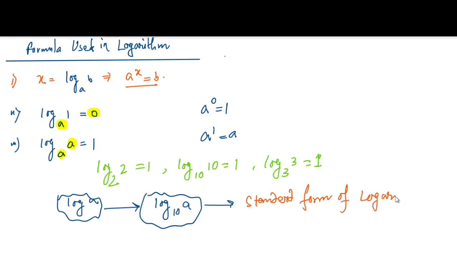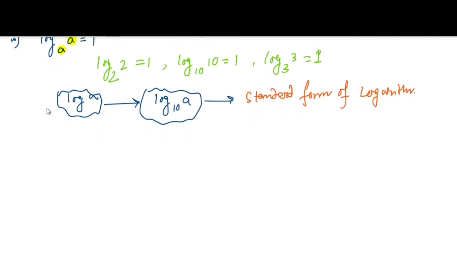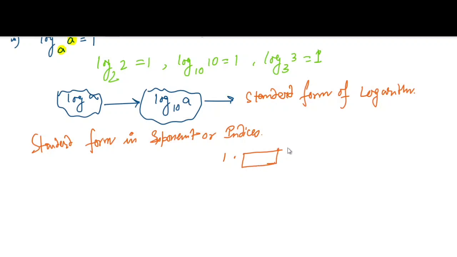Okay, now you will remember one thing: when we discuss the standard form in exponents, or indices, we express it like this: 1 point some decimal part into 10 to the power of some index. Suppose a point b into 10 to the power m. Like this we express. This is the standard notation of expressing some element. So that's why this 10 has come.